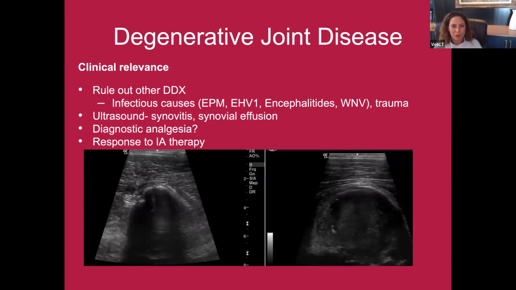And so what do we do with that, right? So if we have clinical signs and we have imaging abnormalities, one of our questions that we have to answer is, is this a cause and effect? Like, are these radiographic abnormalities the cause of the clinical signs? And so the best way that I can think of to approach this is, number one, if you have certainly neurologic signs, to rule out other causes of disease. So we want to make sure that we rule out infectious causes like EPM, herpes, encephalitis, and West Nile, and certainly take radiographs to rule out trauma.